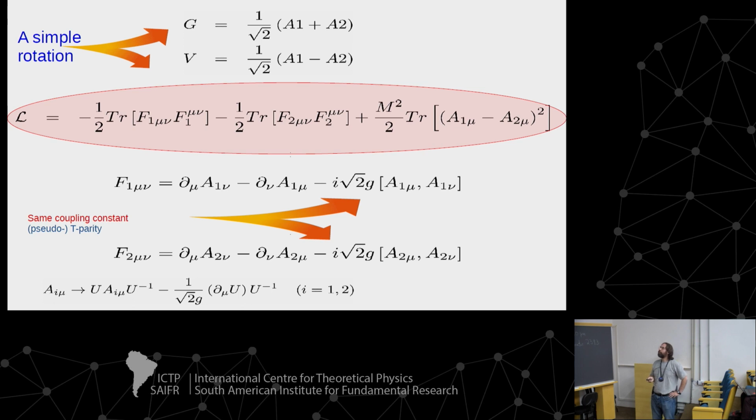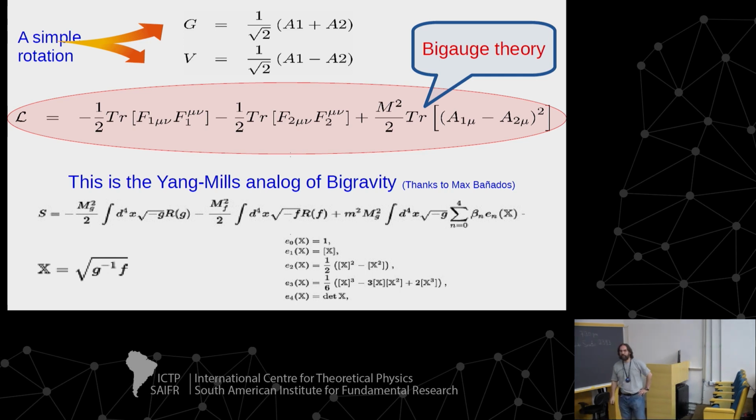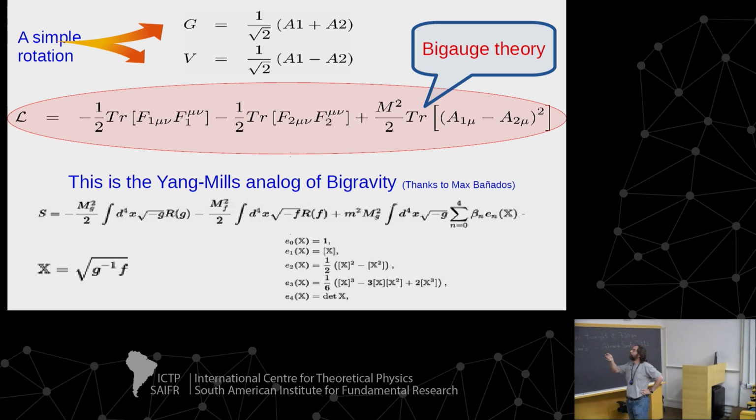From the theoretical point of view, this is interesting because this Lagrangian is the Yang-Mills analog of bigravity. In bigravity, you have an action with two metrics which are mixed somehow. So this is the same spirit. You have two connections, and they are mixed by this mass term. So from the theoretical point of view, I think it's interesting.